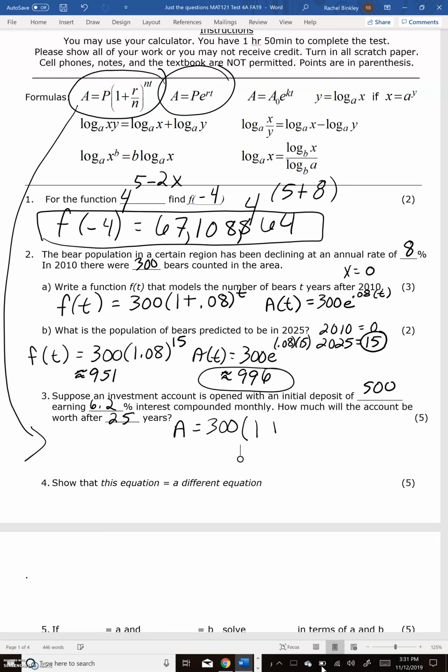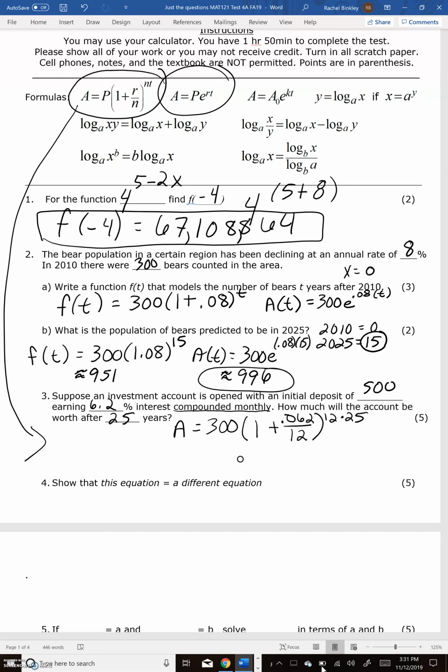times 1 plus. Do not forget to turn your percent into the correct decimal. Do not put 0.62. It is 0.062 divided by, that's my rate, divided by n. n is how many times it is compounded per year. So since this is compounded monthly, our n is going to be 12. Parenthesis to the power of n times t, 12 times 25 years.